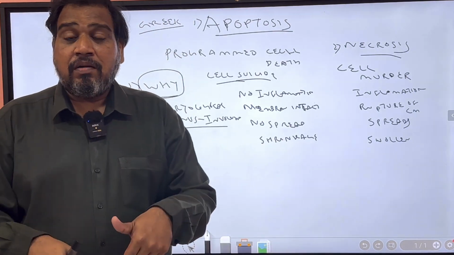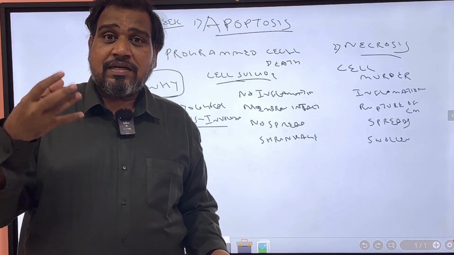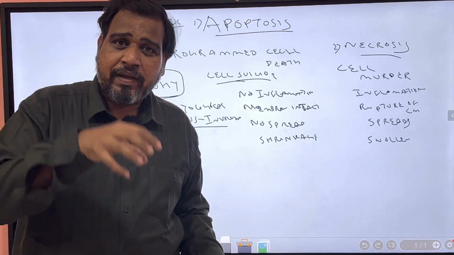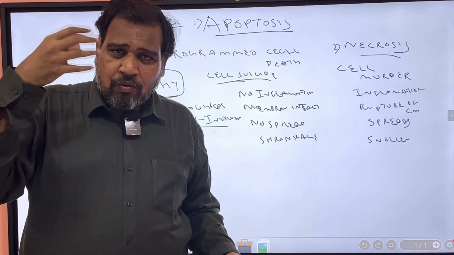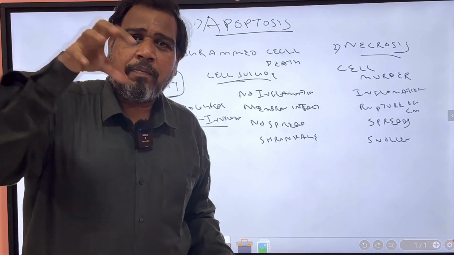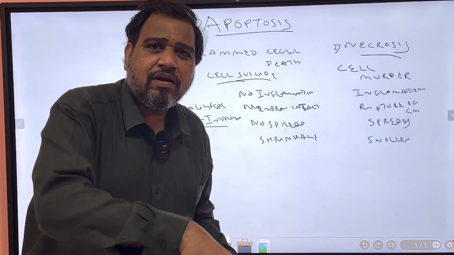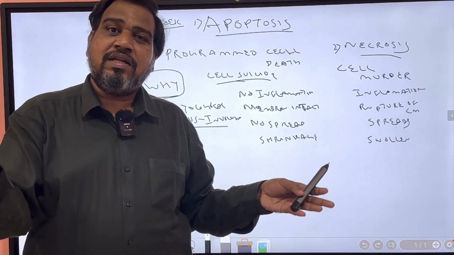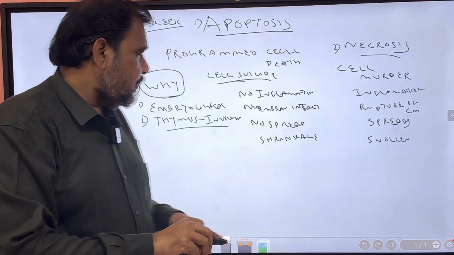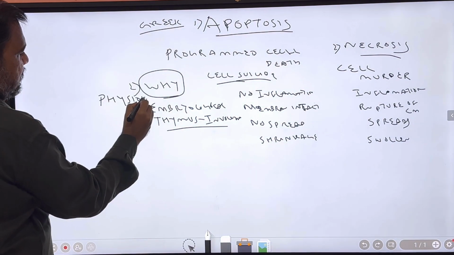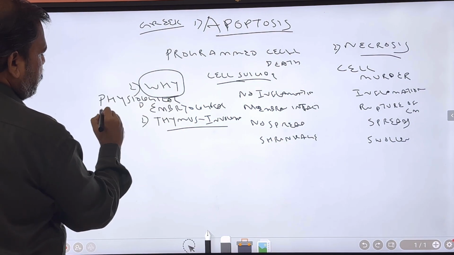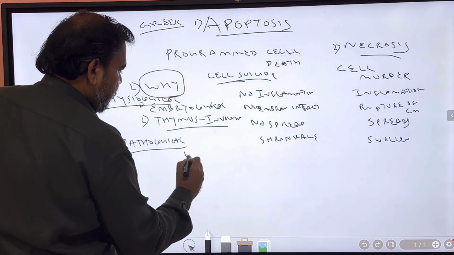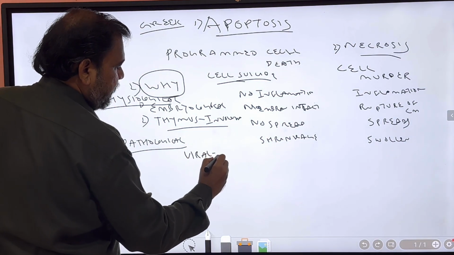Pathological apoptosis means, if our body is attacked by some bacteria or some virus, that cell which is attacked has to undergo apoptosis, so that the infection will not spread to other cells, the cell is destroyed, and our body is protected from infection. So, the earlier two come under physiological apoptosis. Now, I am going to pathological apoptosis. Example, any viral infection, for example hepatitis.